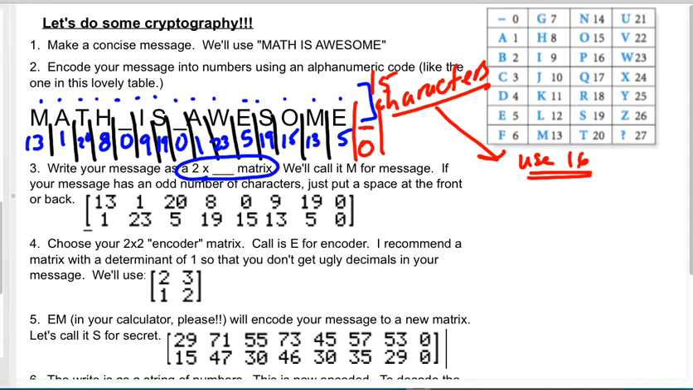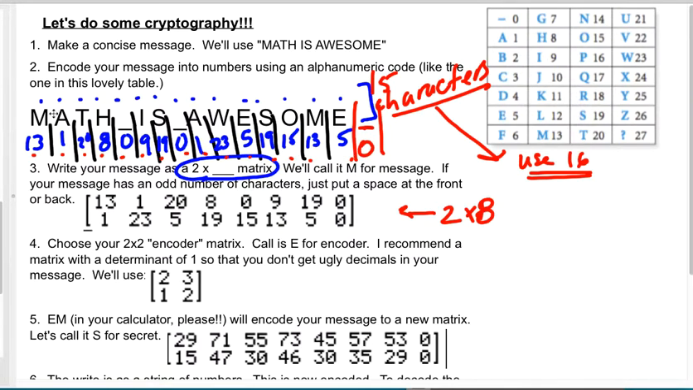And I'm going to go straight across and make a matrix out of this. So it's 2, so I've used a 2 by 8, right? So 2 by 8, that's not the number 8, for my 16 characters. And I go straight across, see 1, 2, 3, 4, 5, 6, 7, 8. Those are my first row, 13, 1, 20, 8, 0, 9, 19, 0. And then my next row is the 1, 23, 5, 19, 15, 13, 5, 0, okay?